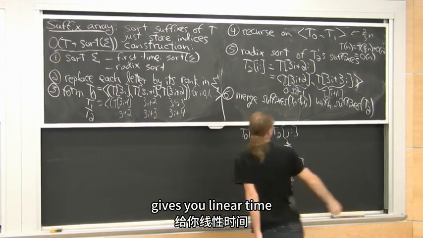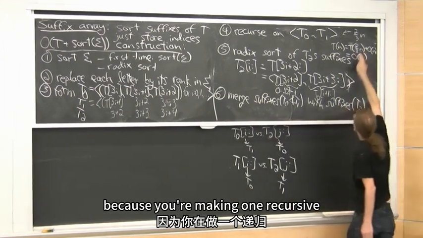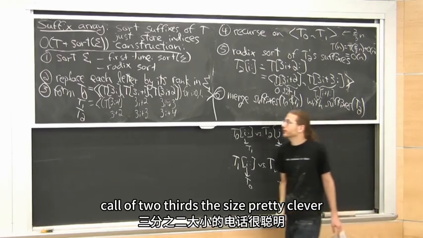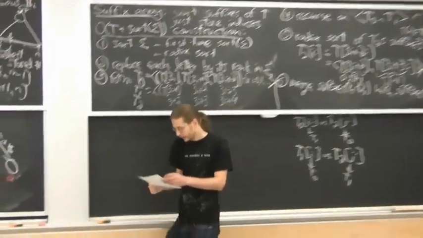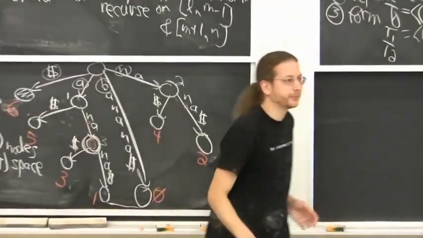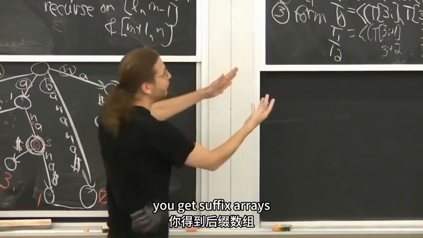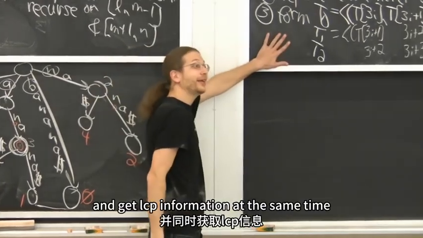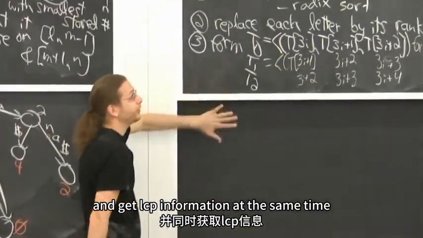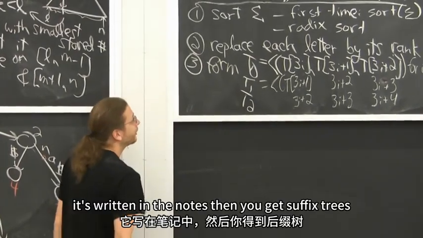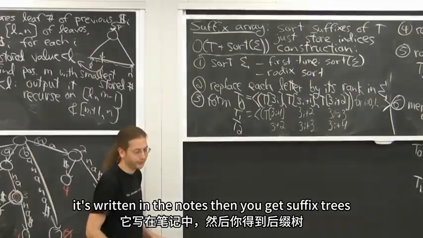It gives you linear time because you're making one recursive call of 2/3 the size. Pretty clever and simple. And that's suffix trees and how you build them. You get suffix arrays. You can do the same thing and get LCP information at the same time. It's written in the notes. Then you get suffix trees, and then you're done.